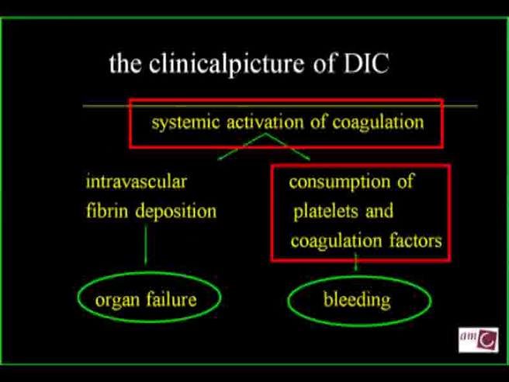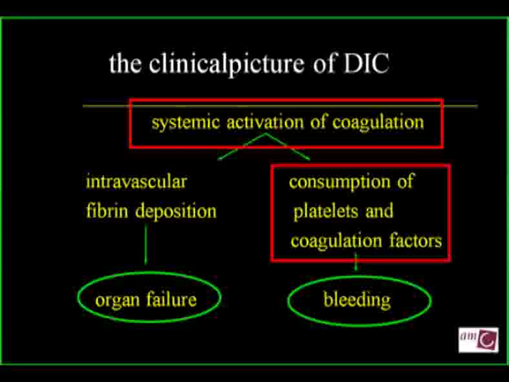Clinically, what we see is that this systemic activation of coagulation may lead to intravascular fibrin deposition and organ failure. And of course, there are many other mechanisms that lead to organ failure in patients with sepsis. You only have to think of insufficient circulation or metabolic processes, but also deposition of fibrin in the microvasculature may play a role. But at the same time, this continuous and ongoing activation of coagulation leads to consumption of platelets and consumption of coagulation factors, and that's what we see in the lab, and that's what we see in our patients, because sometimes they may present with very serious bleeding.